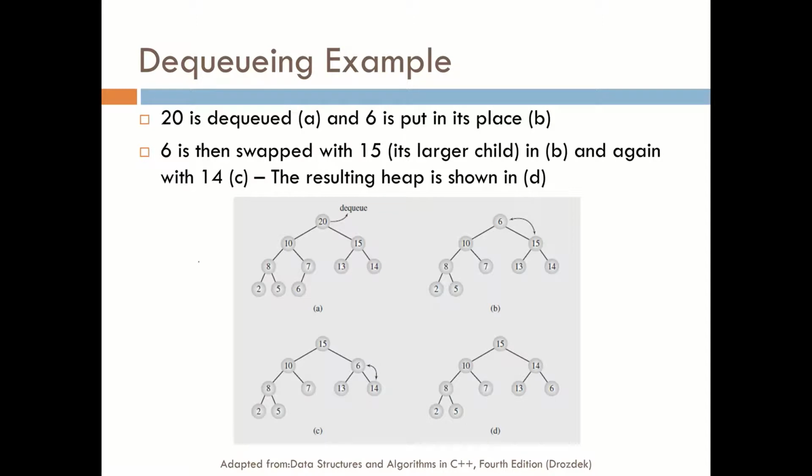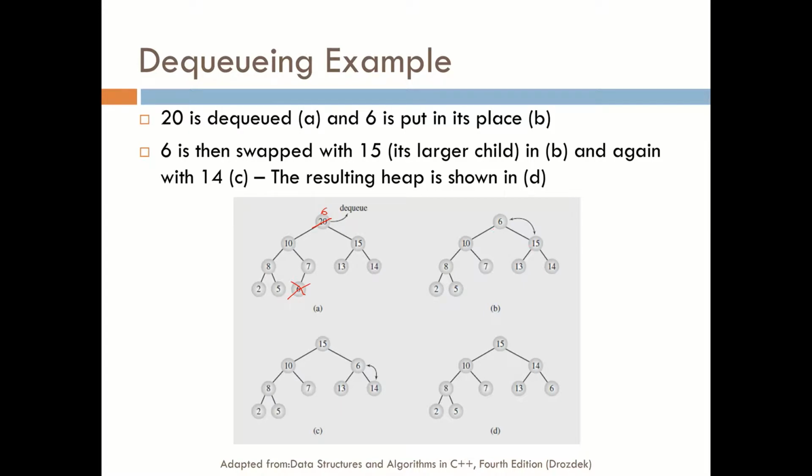Let's say that we've got the tree at A and we're going to remove 20. We will remove this particular node and put the last leaf in its place, and we will remove the old last leaf node. That tree looks like the tree at B. We now have to heap the 6 down. We're going to do a heap down by comparing the 6 with both of its children and then swapping it with the larger, because this is a max heap. If this was a min heap, we would swap it with the smaller of the two children.